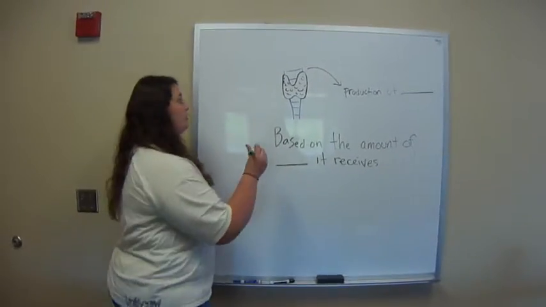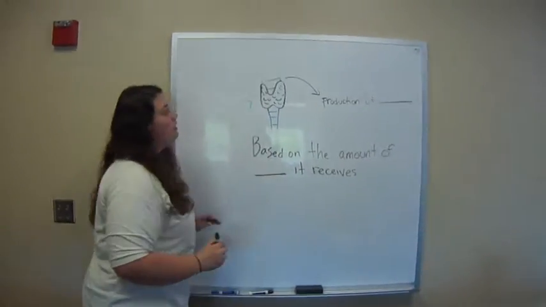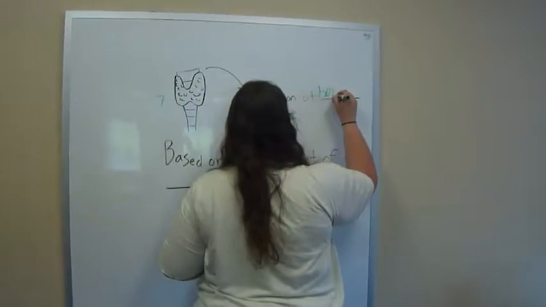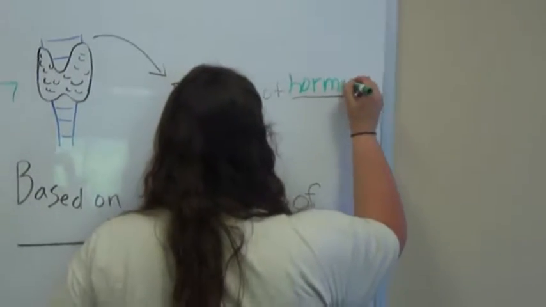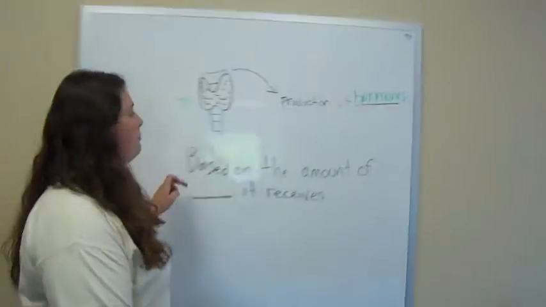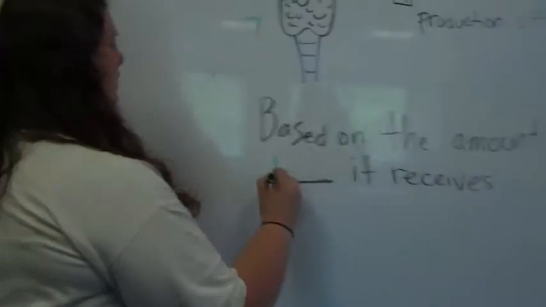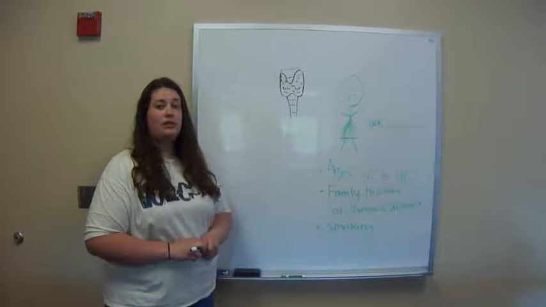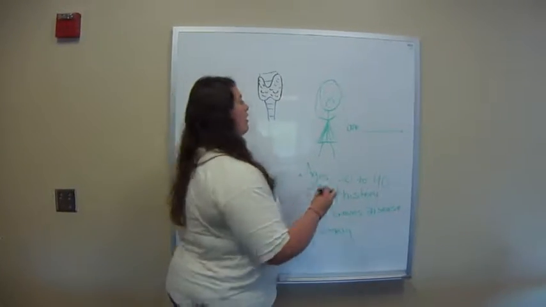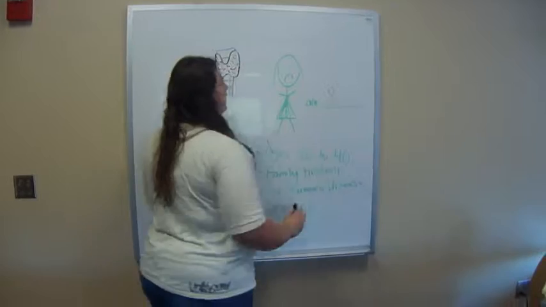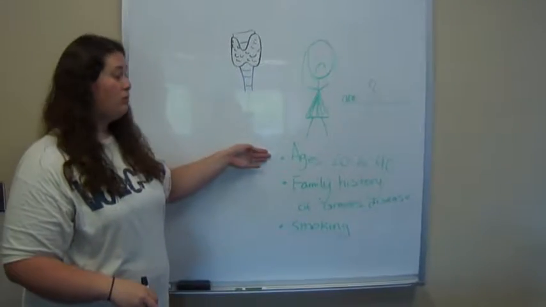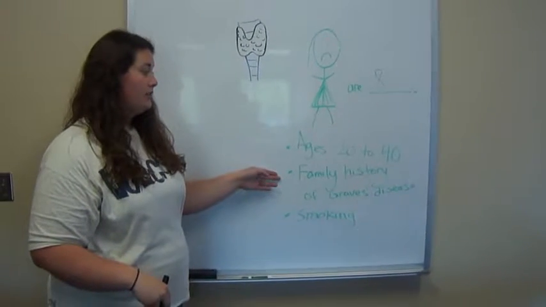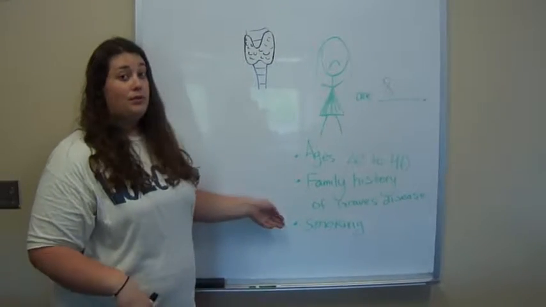The thyroid, this bow-tie-shaped organ, regulates the production of hormones based on the amount of TSH it receives. The chances of developing hyperthyroidism are 8 times more likely in women between the ages of 20 and 40. Also, if you have a family history of Graves' disease, and if you smoke.